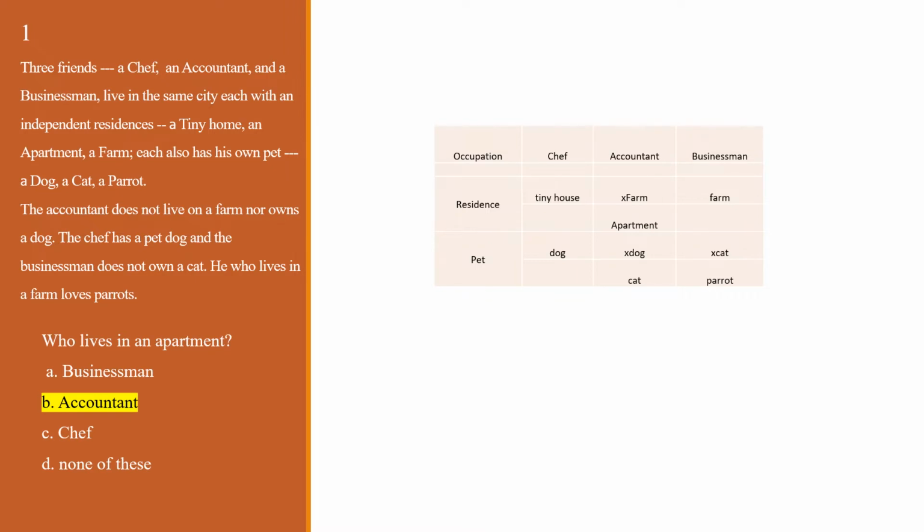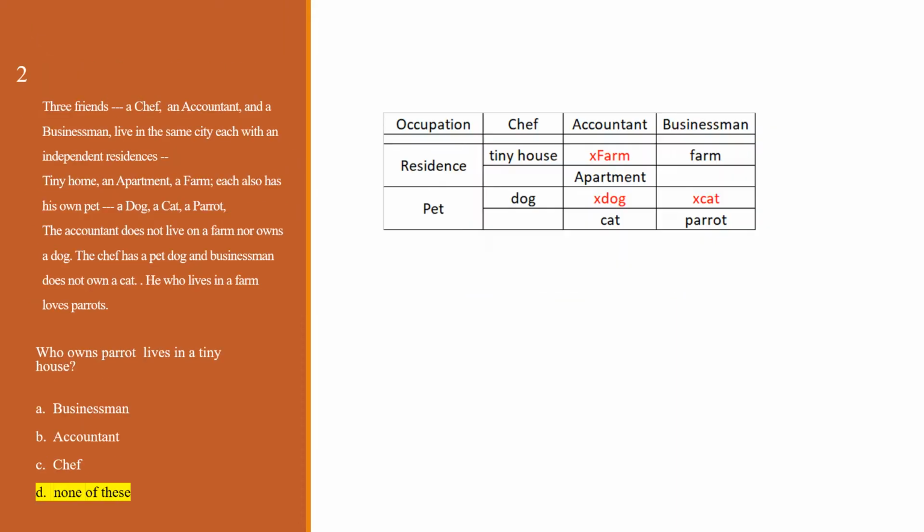Okay, and what else are we given? We are told also that the one who lives in a farm loves parrots. So the farm resident will have as a pet a parrot. So for the question who lives in an apartment, as we have mapped them out in here, then that gives us the answer of the accountant.